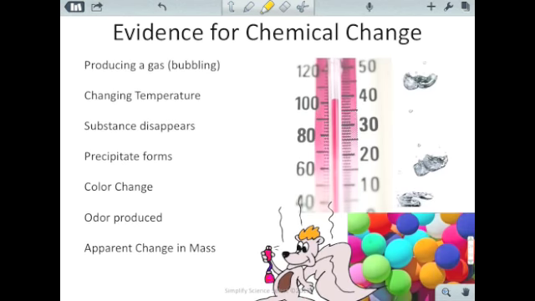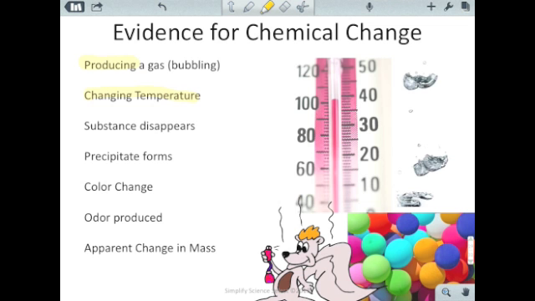Some evidence for a chemical change is producing gas bubbles. The main thing here is producing. If we take a bottle of Coke and we open it up and the gas, the carbon dioxide, comes out of it, that's not actually a chemical change, that's a physical change, because the Coke is not actually producing the carbon dioxide. We could have a change in temperature, and this could be evidence of a chemical change if it's happening along with a chemical reaction.